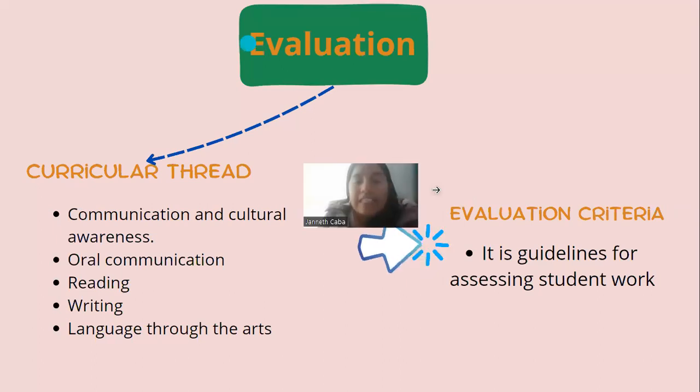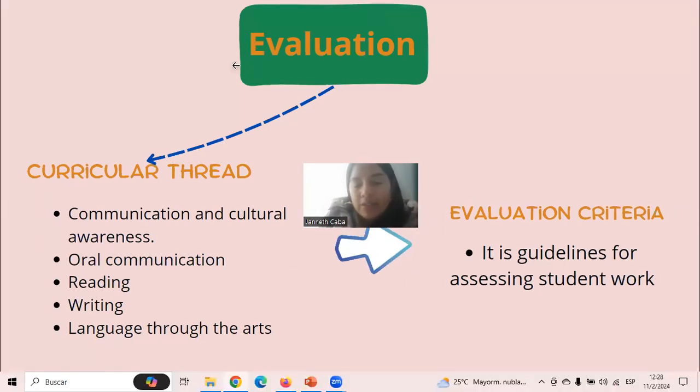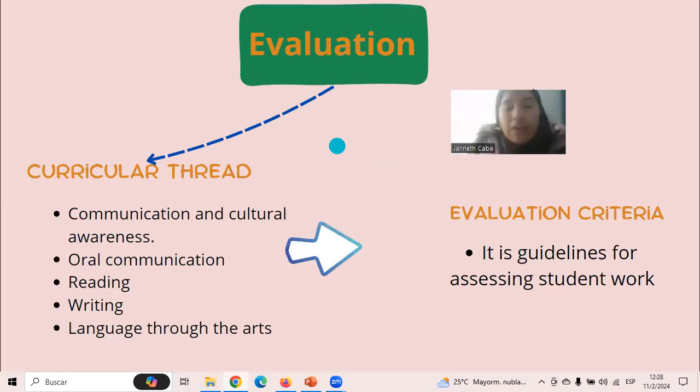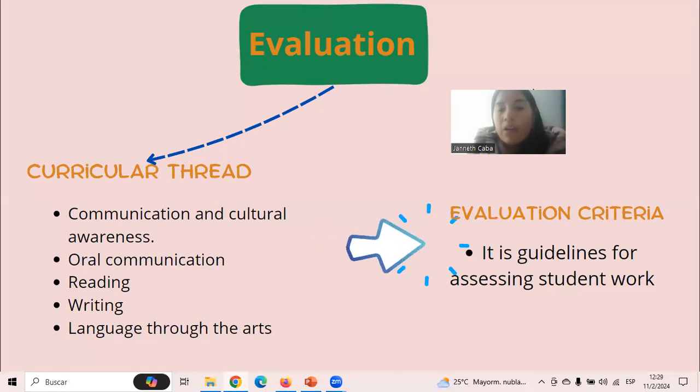Okay, so finally, we have the evaluation. According to the analysis of the Ecuadorian curriculum, in the evaluation, first it's important to know the curriculum strands. In the English area, for example, we have five: communication and cultural awareness, oral communication, reading, writing, and language through the arts. Each of them has different performance criteria. For evaluation, it's important to first review what the evaluation criteria are. The evaluation criteria are guidelines for assessing a student's work.